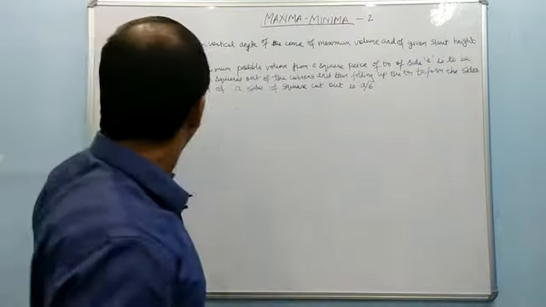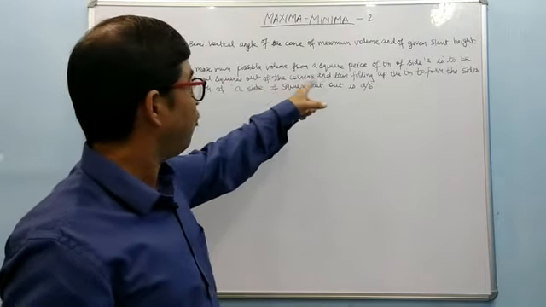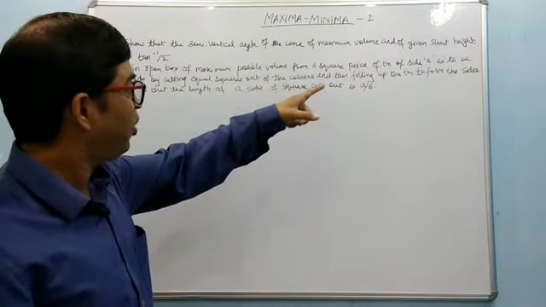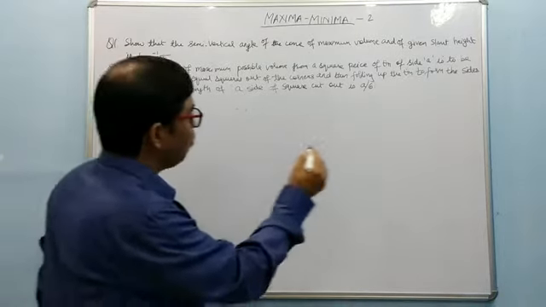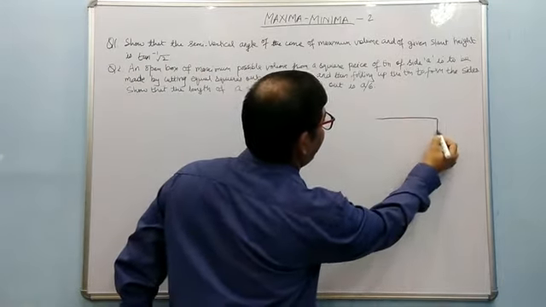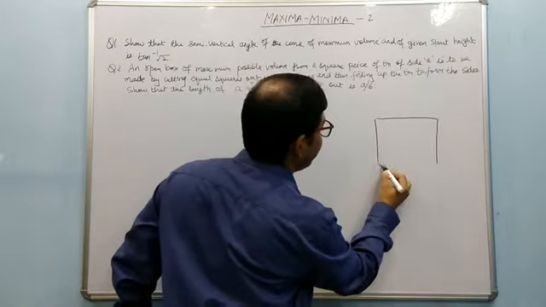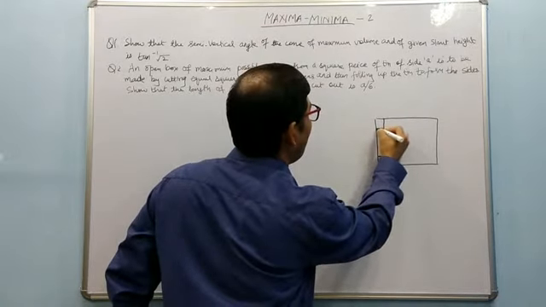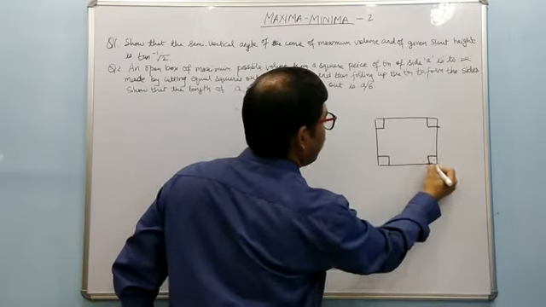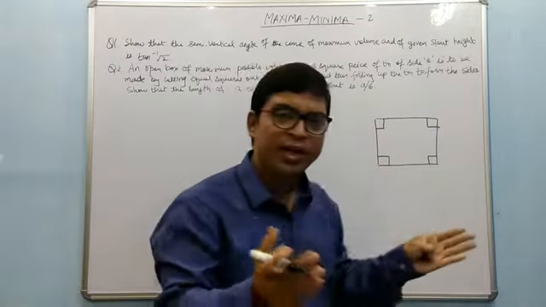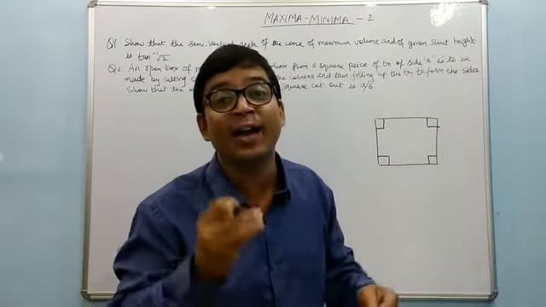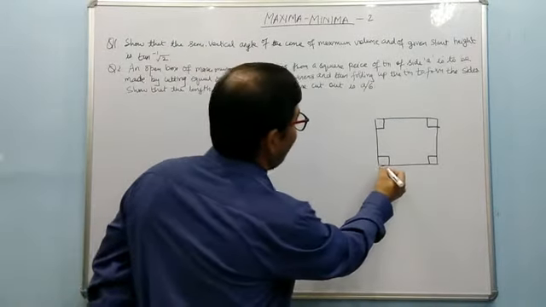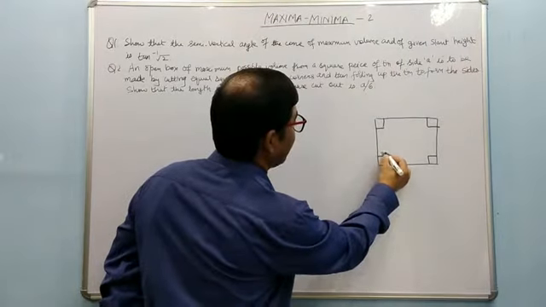See, in the next question: an open box of maximum possible volume from a square piece of tin of side A is to be made by cutting equal squares out of the corners and folding them to form the box. What is the geometrical interpretation? A square sheet is there. We are cutting square portions from all four corners, removing the cut portions and folding up the flaps, we will get an open box. We are concerned with the volume of that open box. We have to find the side of the square to be cut off.